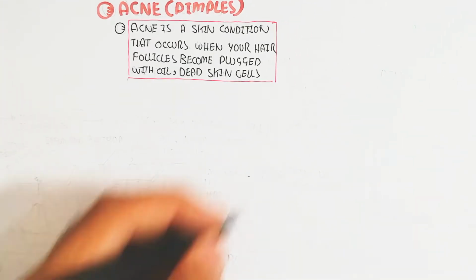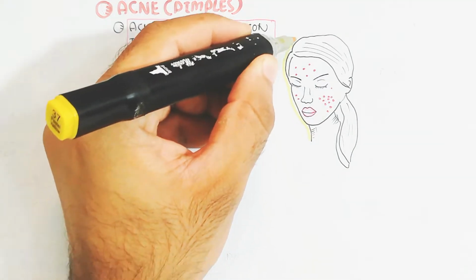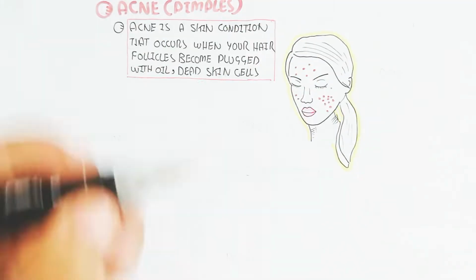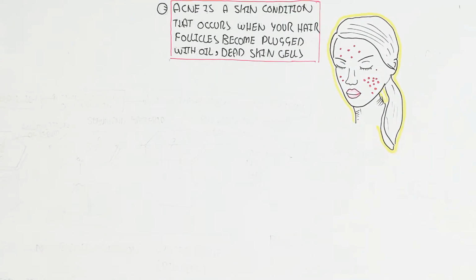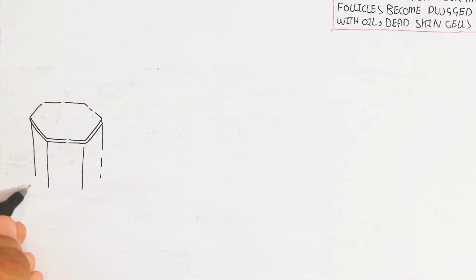Basically, in both males and females during puberty, the rapid production of androgen leads to acne. So let's begin to understand.